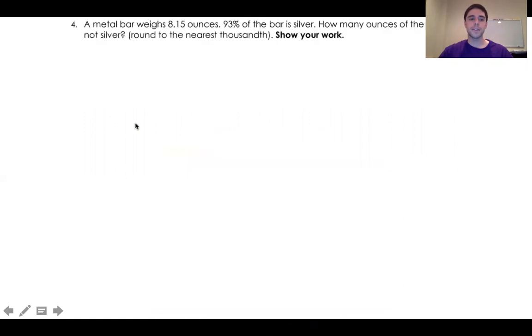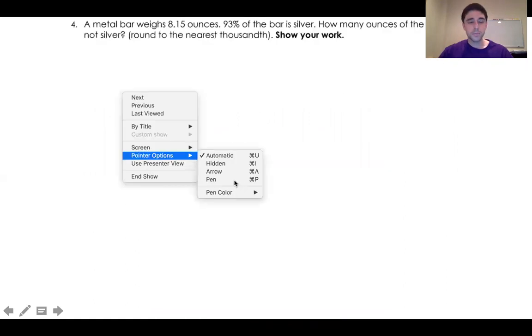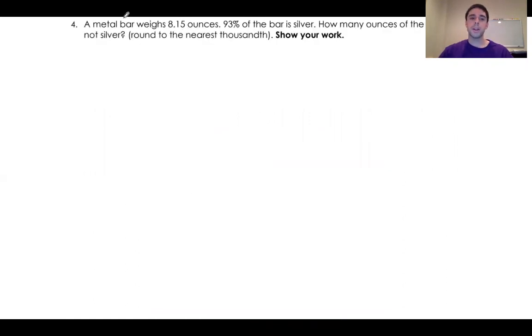Let's take a look at this first question here. A metal bar weighs 8.15 ounces. 93% of the bar is silver. How many ounces of the bar are not silver? Round your answer to the nearest thousandth. So let's make our double number line.